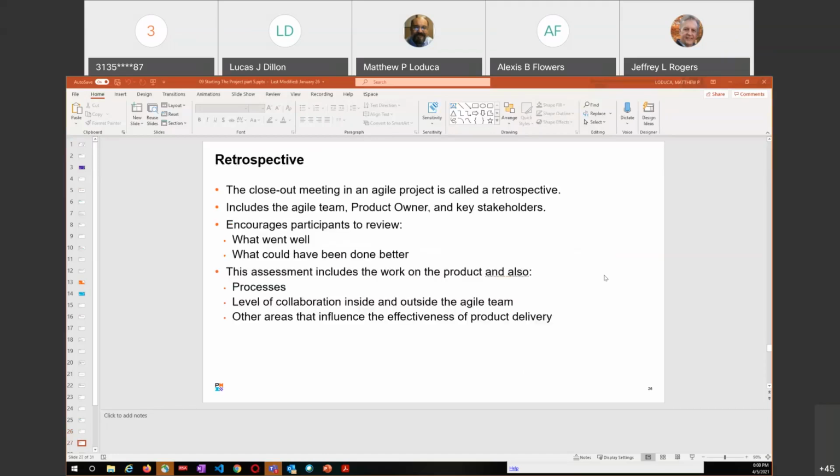Retrospective. The closeout meeting in an Agile project is called a retrospective. We just talked about that. It includes the Agile team, the product owner, key stakeholders. So we're going to sit back and encourage the participants to review what went well and what didn't go so well, what could have been done better. This assessment includes the work on the project and also processes, the level of collaboration inside and outside of the Agile team and other areas that influence the effectiveness of product delivery, which we kind of talked about, all those things that we have to consider.